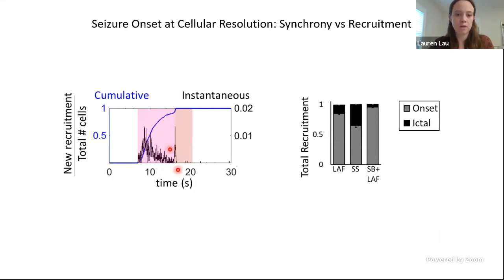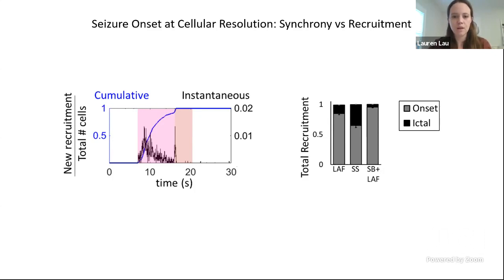And there's a little bit of new recruitment at the transition to seizure. But it's particularly obvious when you look at the blue line, which is now showing you the cumulative recruitment. So you can see by the end of the onset period, in this particular example, over 80% of the neurons have already been recruited, which is to say they've already been activated at least once during this onset period. And it's really only, in this case, the last 10% or so of neurons that are newly recruited at the end of the onset period.